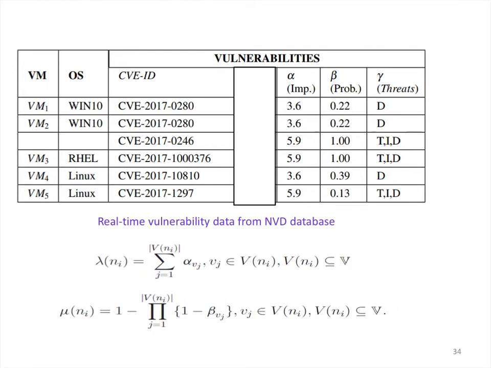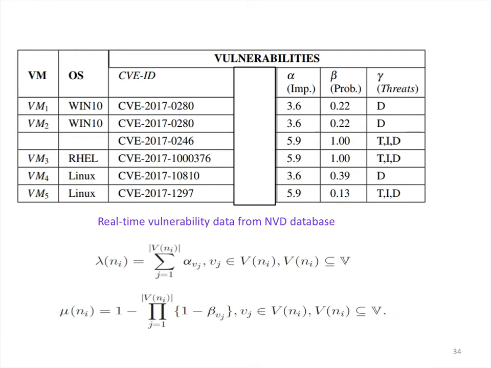The impact of a node. A node is like a virtual machine. So the impact of a virtual machine is, in fact, the summation of the impact of the vulnerabilities that are on this machine. So, for example, the impact of VM1 is 3.6. The impact of VM2 is 3.6 plus 5.2, because there are two vulnerabilities in that case. So the impact is the impact of all the vulnerabilities that exist on this virtual machine.